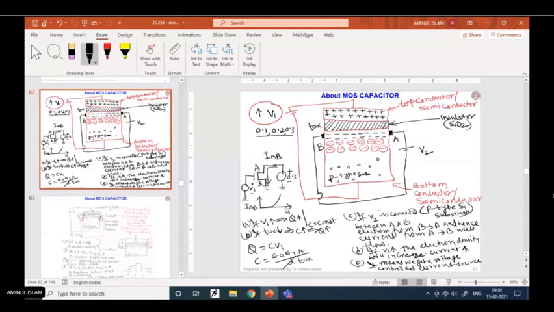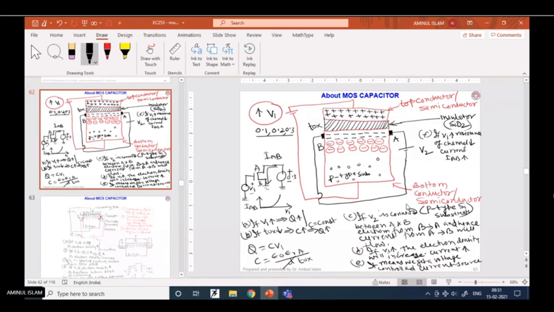So you can say, if I write here, D, E, F, another point I am writing: if V1 increases, the concentration of electrons increases, and hence the resistance of the channel, let me call it channel, decreases, and current IAB increases. Is it understood?